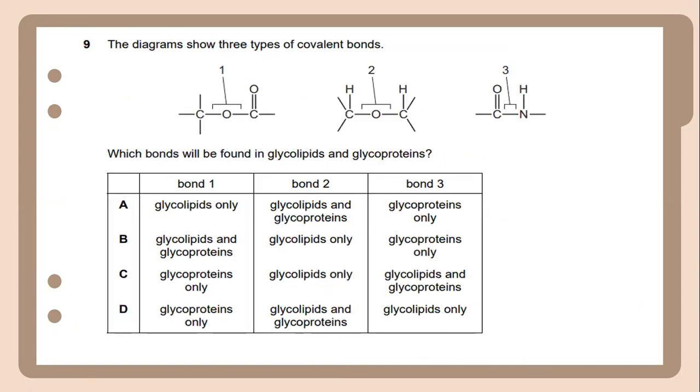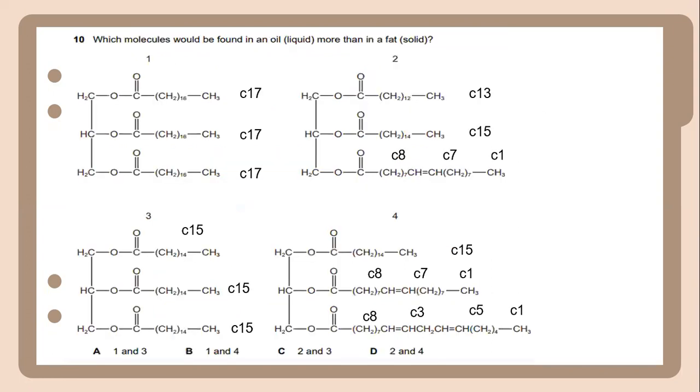The diagram shows three types of covalent bond. Which bond will be found in glycolipid and glycoprotein? The answer will be: bond 1 represents the glycolipids only. Bond 2 is glycolipids and glycoproteins. And bond 3 is glycoproteins only.